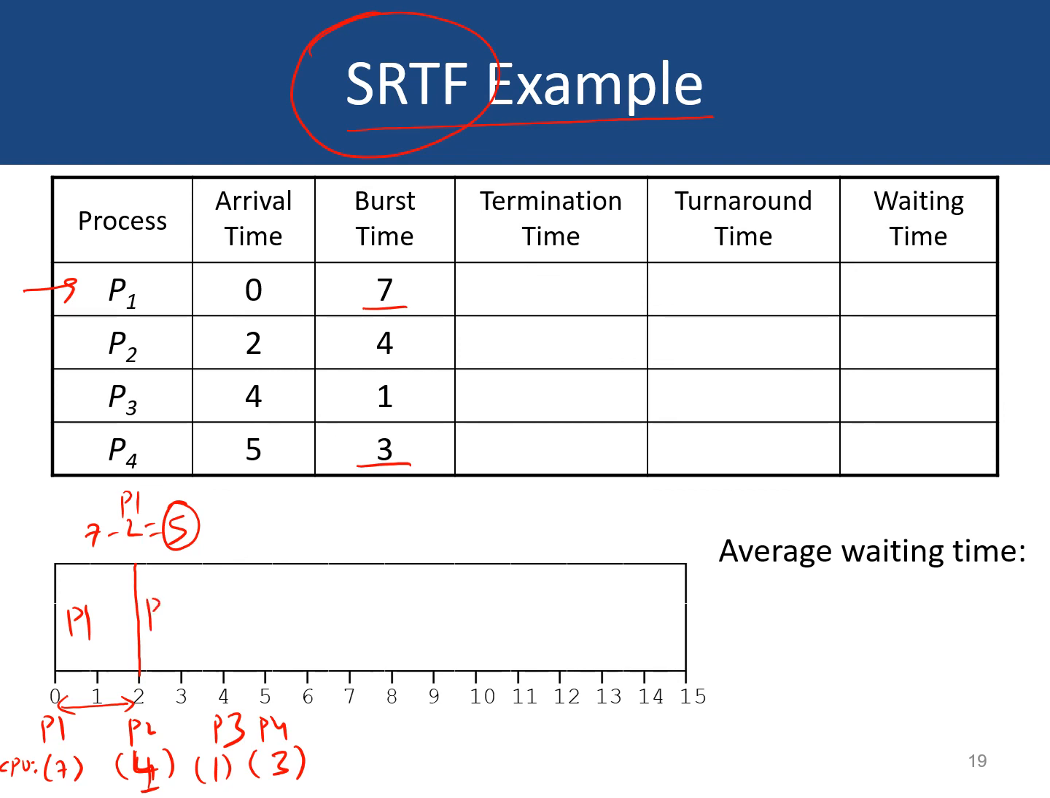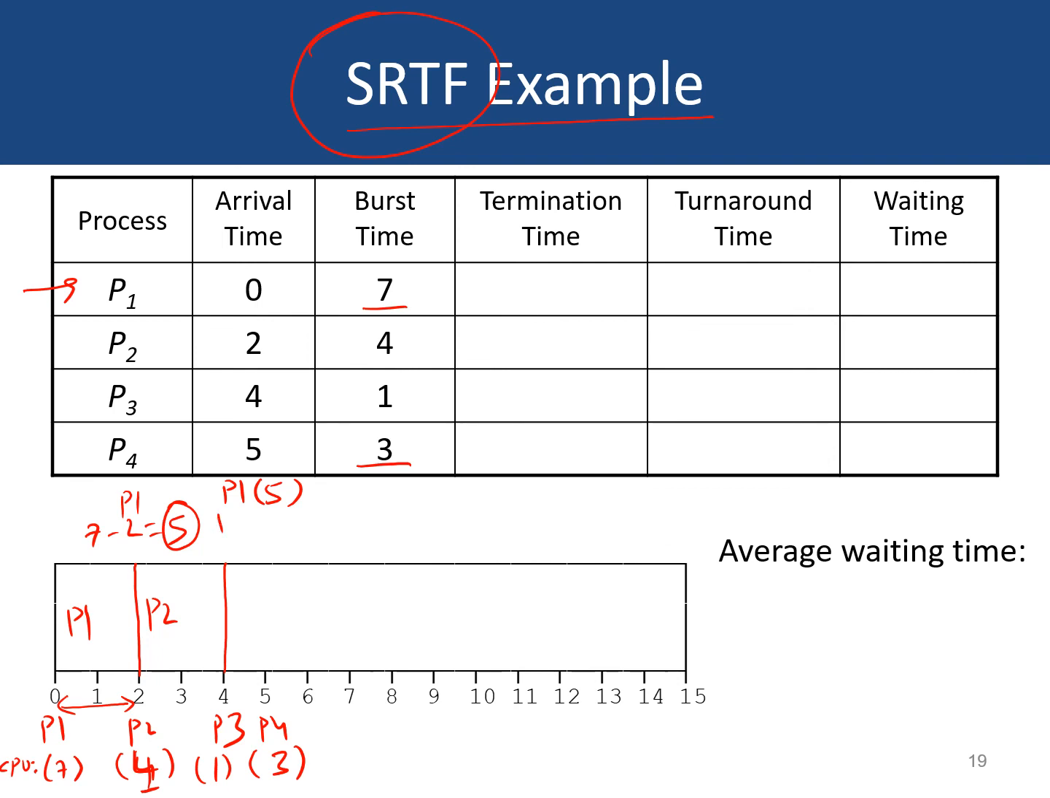So now P2 would start executing on the system, and this will continue until time 4, at which point P4 enters the system. So again, we need to run the shortest remaining time first algorithm to figure out which process should continue execution on the CPU. Note that at this time we have process P1 which has a remaining CPU burst of 5.